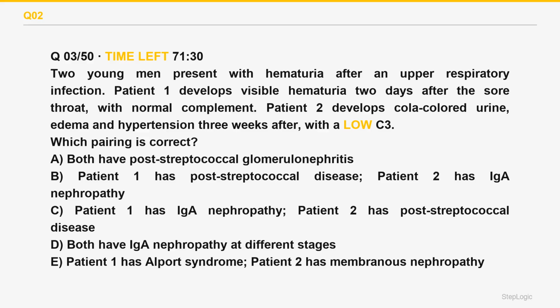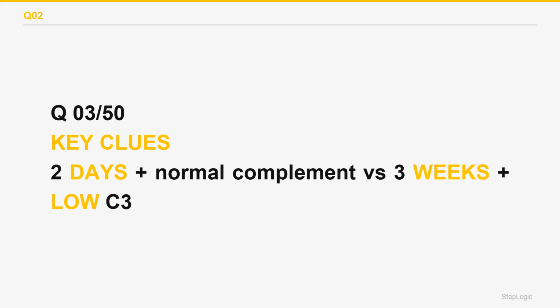2 young men present with hematuria after an upper respiratory infection. Patient 1 develops visible hematuria 2 days after the sore throat with normal complement. Patient 2 develops cola-colored urine, edema, and hypertension 3 weeks after with a low C3. Read the command. Which pairing is correct? Both follow a sore throat and both cause hematuria. The interval and the complement level separate them completely.